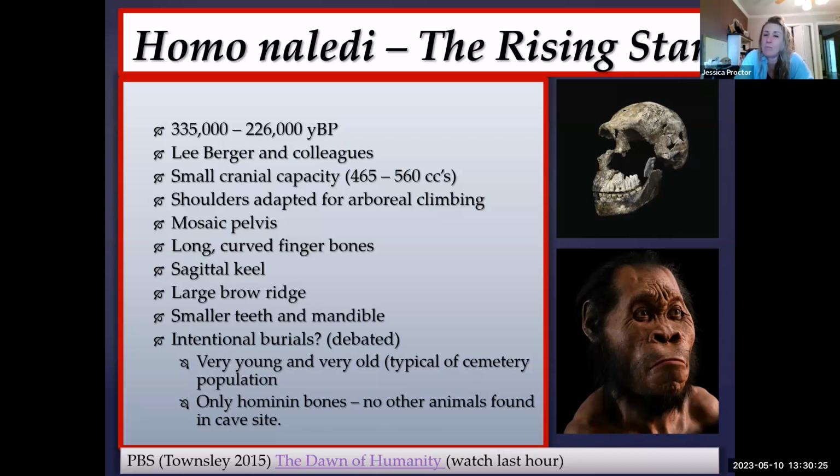So before the discovery of Homo naledi, it was really thought that the earliest examples of symbolic burials and symbolism didn't come along until at least the Neanderthals. The Neanderthals existed between about 200,000 to as recently as 30,000 years ago. Okay, so this was a huge, huge fossil find.